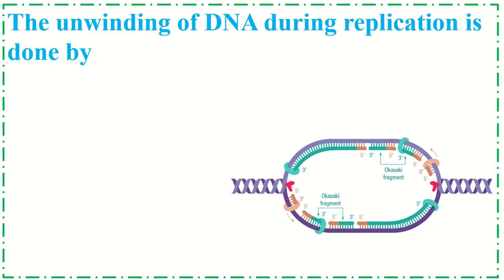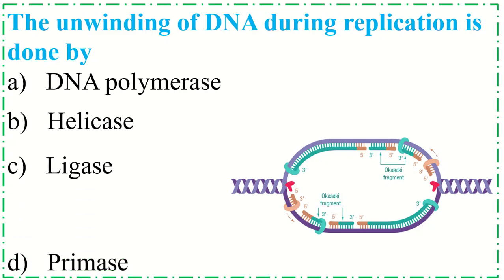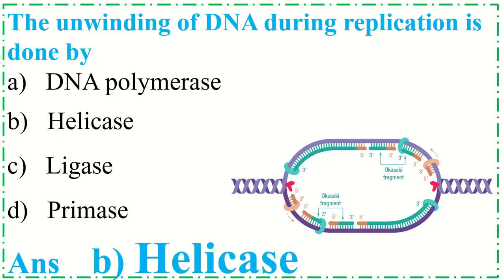The unwinding of DNA during replication is done by option A, DNA polymerase, B, helicase, C, ligase, D, primase. Correct option is B, helicase.